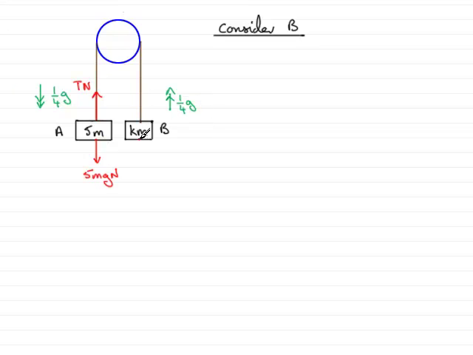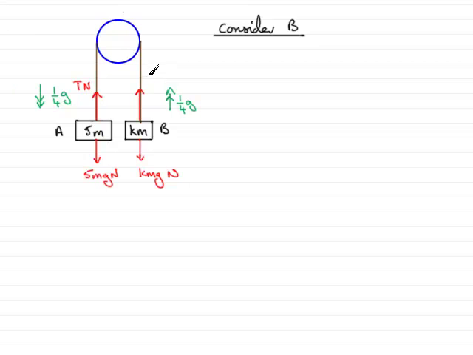Now let's mark on some forces acting on B. We've got the weight acting on B. The mass is km, so the weight will be the mass times g, so that'd be kmg newtons. There'll also be a tension acting upwards. Now, as for this tension, because the pulley is smooth, the tensions will be exactly the same.